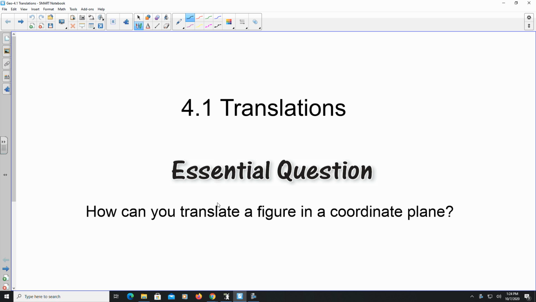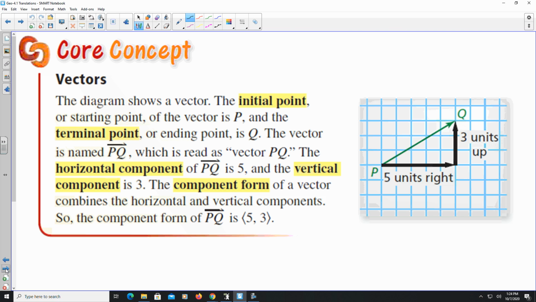Well, first thing we have to do is look at something that is called vectors. So vectors, in a diagram shown here, you have an initial point, which in a coordinate plane you may have a series of points to make an image. And these vectors have what are called terminal points. So in the diagram, point P is your initial point, and point Q is your terminal point.